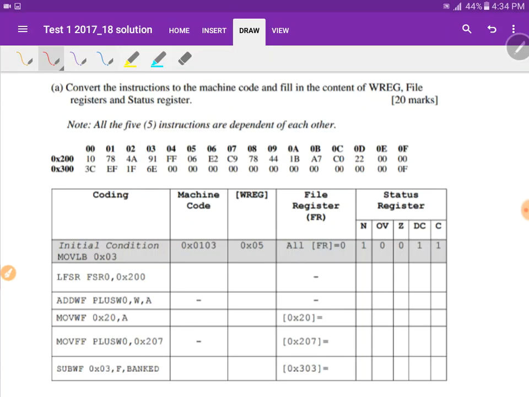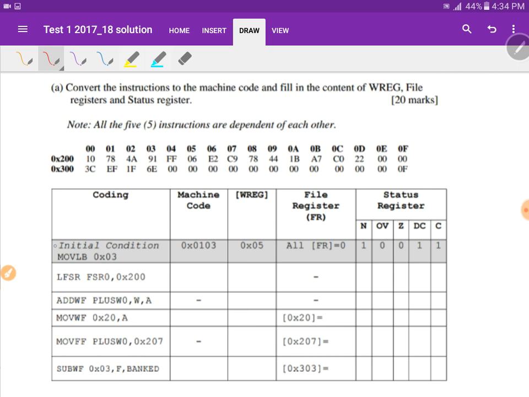Okay, so we are looking at part C and question number A. Convert the instructions to machine code and fill in the content of working register, file registers and status registers. There's a note here: all the 5 instructions are dependent on each other. And here we can see a memory map of data memory, which is starting from hex 200 until hex 300. The content of those file registers are given here, which will be used for the question.